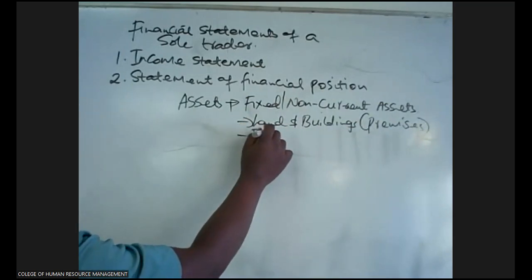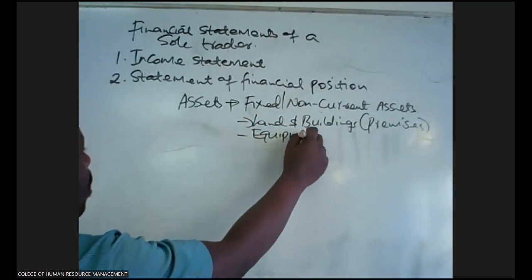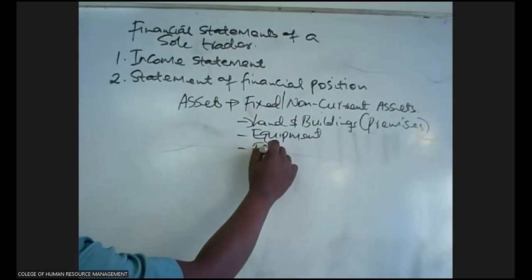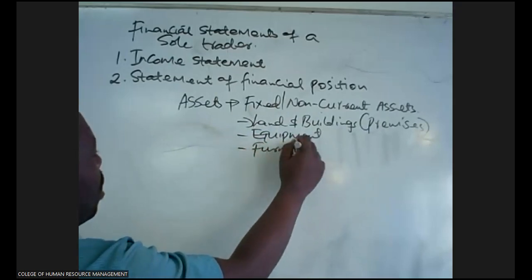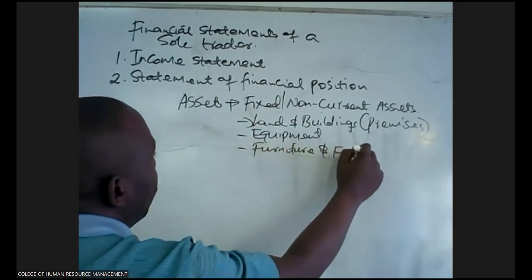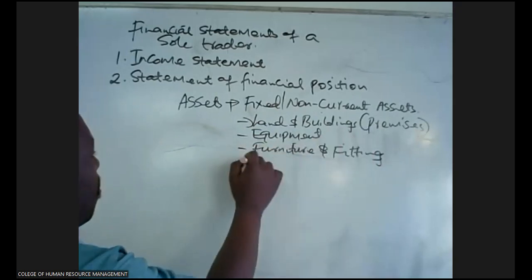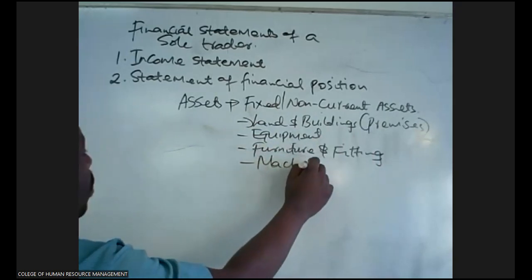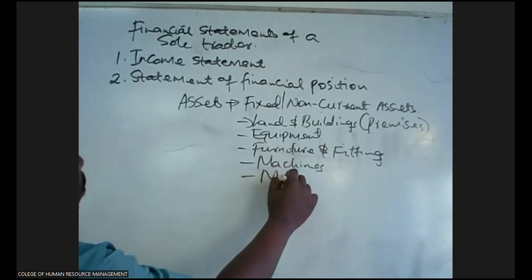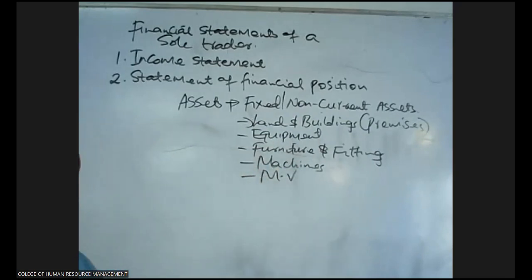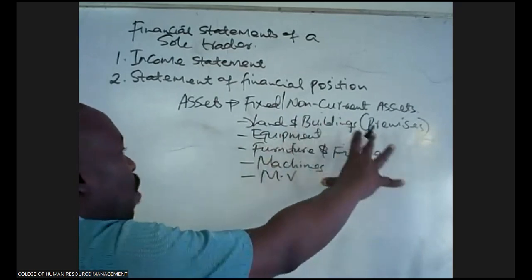We have things like the equipment. We have things like the furniture and fittings, machines, motor vehicles. All those are referred as the fixed assets. So by the end of the financial year, we want to know what is the value of all these fixed assets that we own.